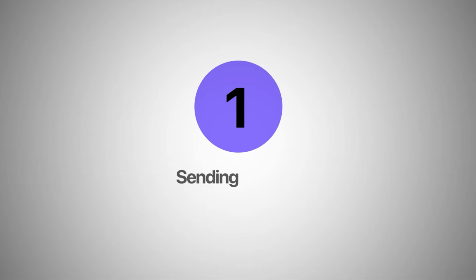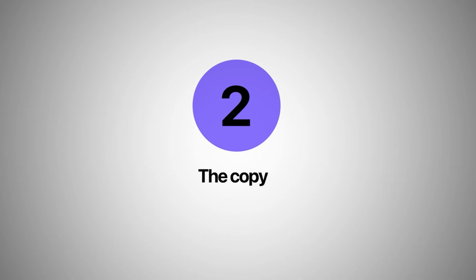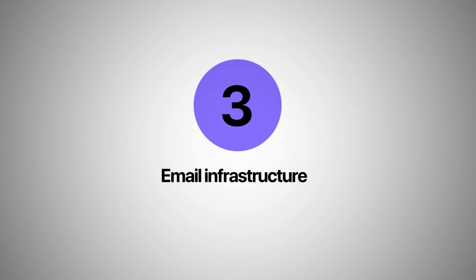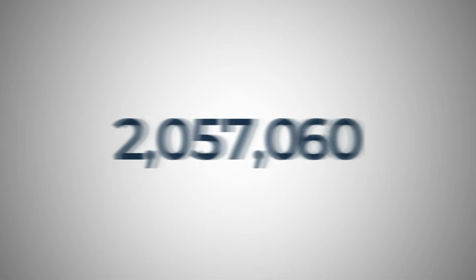The first thing is the sending volume, aka the number of emails that we're sending out that makes it mathematically improbable that we're not going to generate leads. Secondly, it's the copy, aka the messaging that we're sending out at each individual prospect. And thirdly, the email infrastructure, the ability to buy a lot of domains, a lot of inboxes, meaning that we can send millions of emails if we wanted on a daily basis.